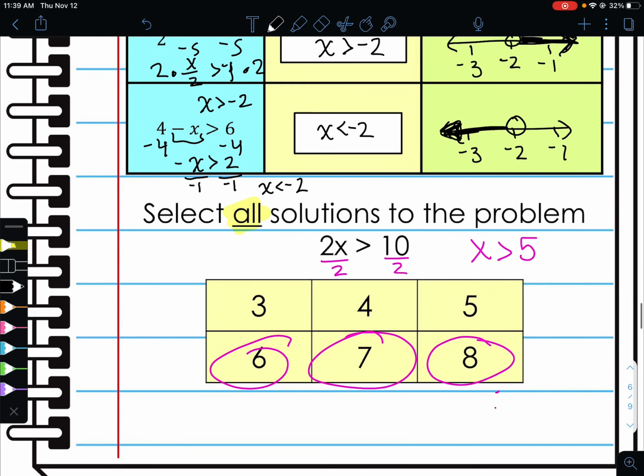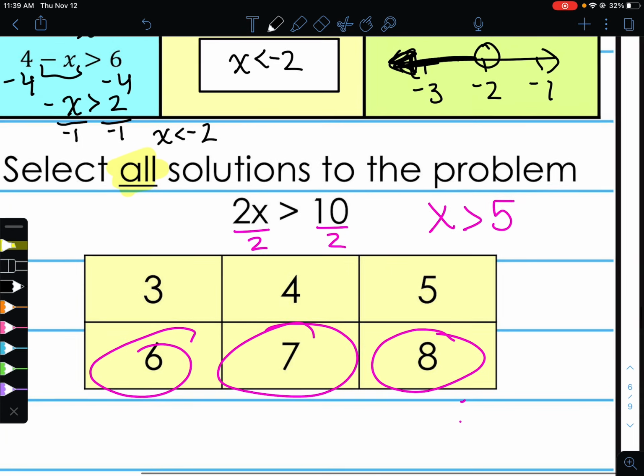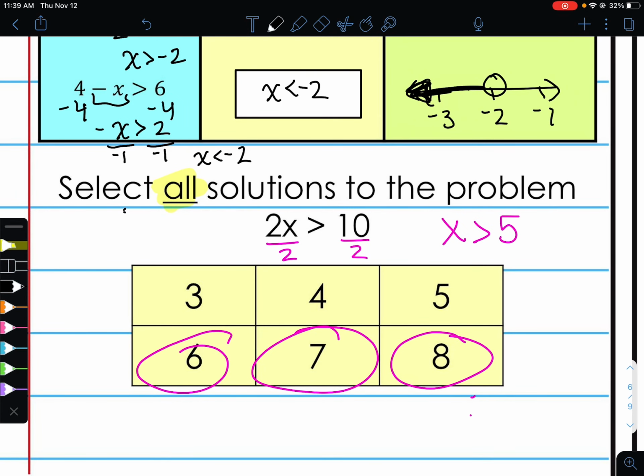Okay, and for the last one on here, I already did it. I'm just going to walk you through it. So for this one, it's saying select all the solutions to the problem. So you need to pick anything that would work if I plugged it in. So 2x is greater than 10. If I solve that, I get x is equal or greater than 5. So what I'm going to circle down here is any number that's greater than 5. That'd be 6, 7, and 8. They're all greater than 5.